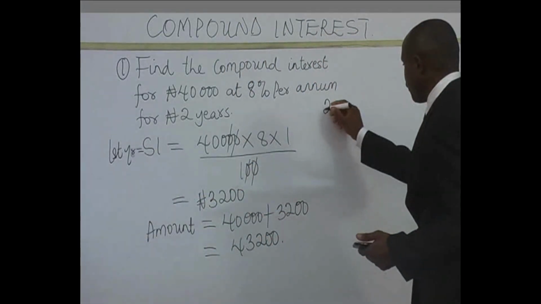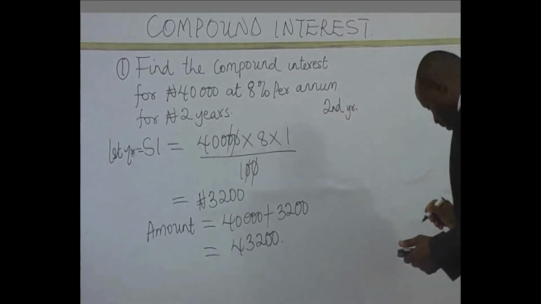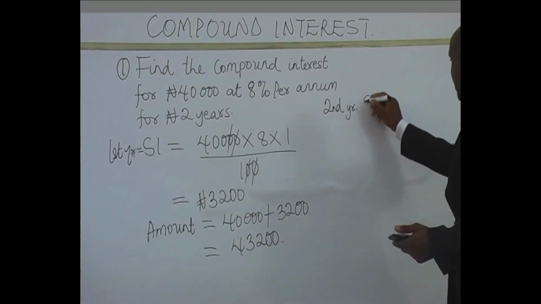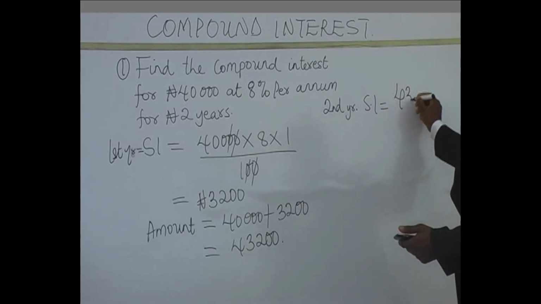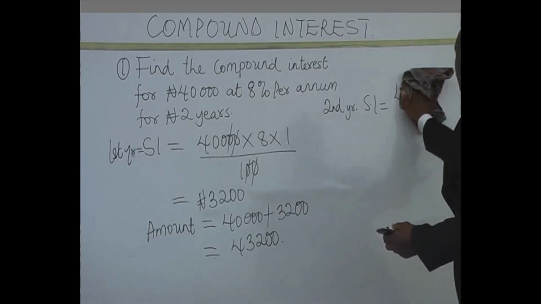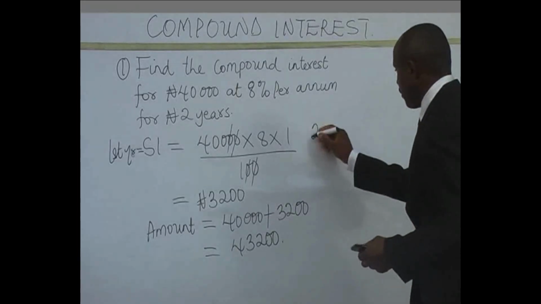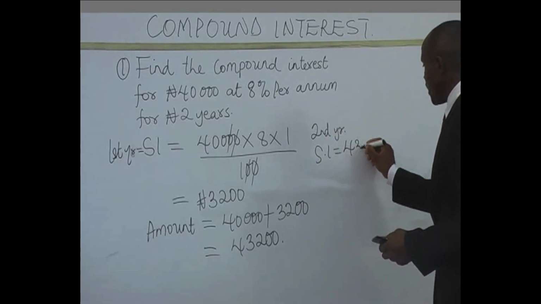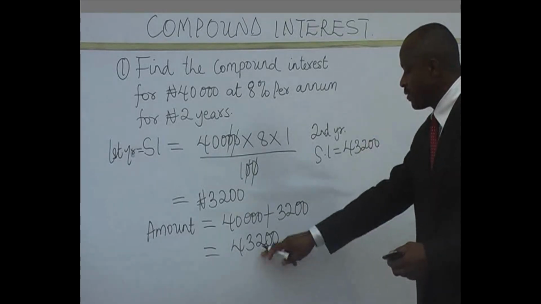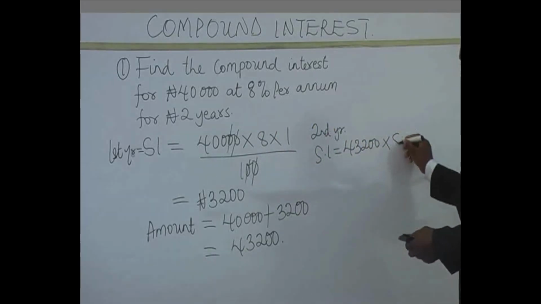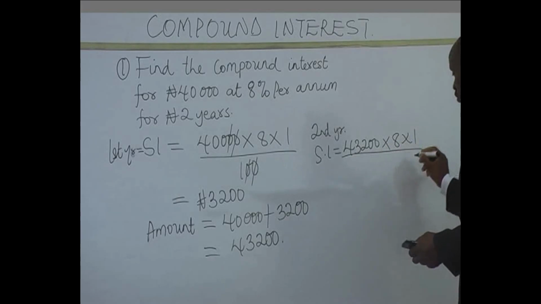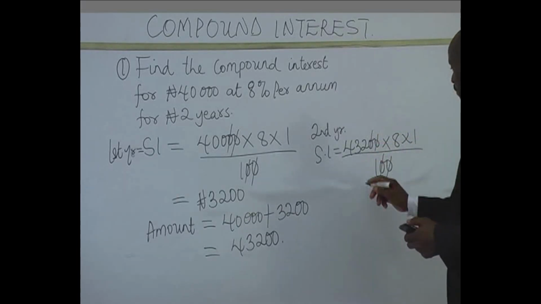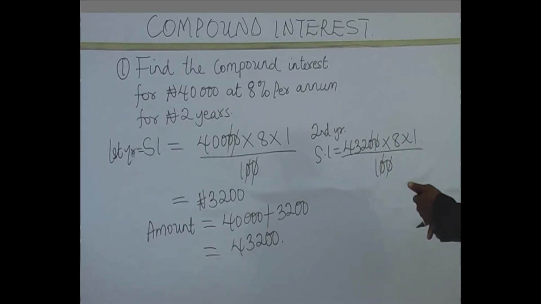Now, the second year. The principal for the second year will no longer be 40,000 but 43,200. So we have second year simple interest. Simple interest is 43,200, that is the amount for the first year, times the same rate, 8, times 1, not 2, as you have here, because you calculate it on a yearly basis, then divided by 100. You can cancel this, you can cancel this. So you now have 432 times 8.